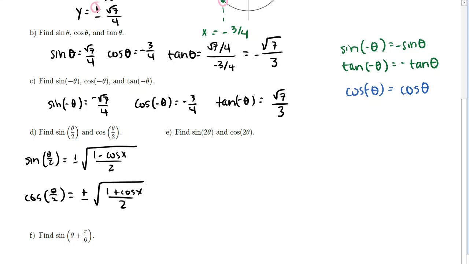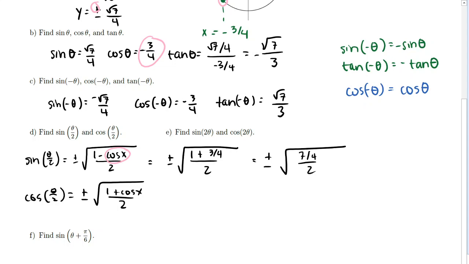And so we already know cosine of x. We've figured out cosine of x, and so we can evaluate these without too much difficulty. This is equal to plus or minus the square root of, well, what's cosine of x? Cosine of x is negative 3 over 4. This is 1 minus negative 3 over 4, so that's 1 plus 3 over 4 all over 2. So this is plus or minus the square root of, well, 1 is 4 over 4, so this is 7 over 4 over 2, which is square root of 7 over 8.